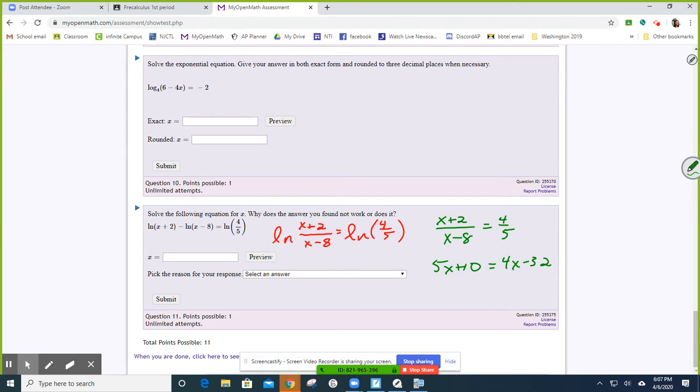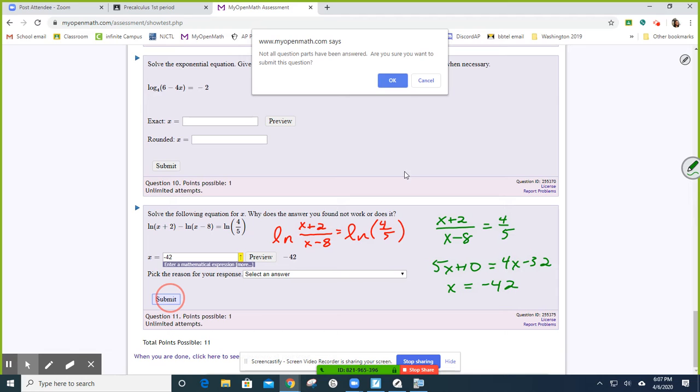So are y'all good so far? Hearing nothing, I'm going to assume you are. I'm going to subtract 4 from both sides. Yes. Good. Thank you for talking back. I'm going to subtract 10 from both sides. So my answer that I'm going to type in over here is negative 42.